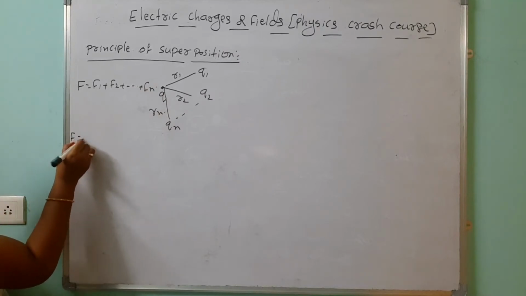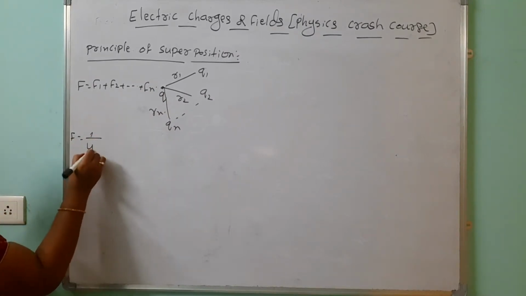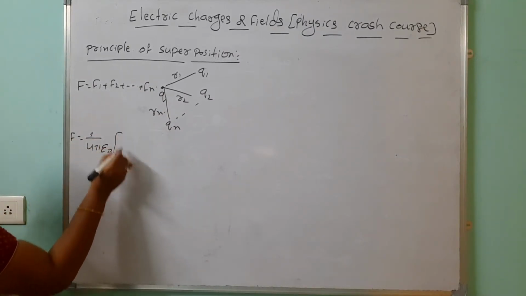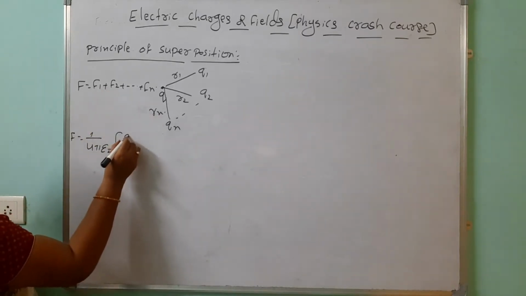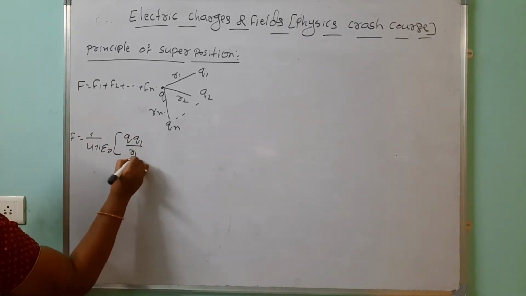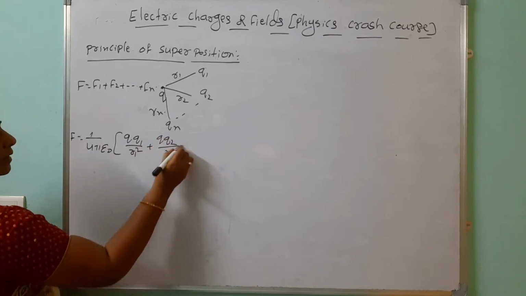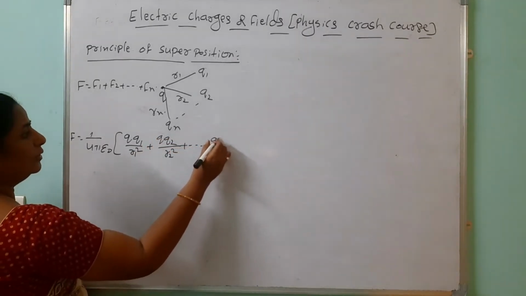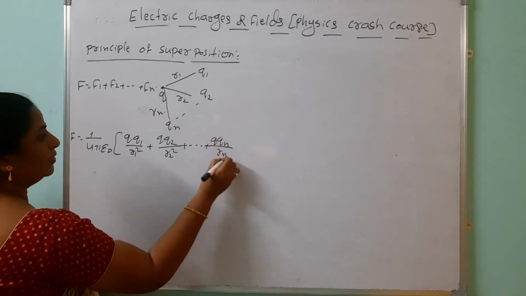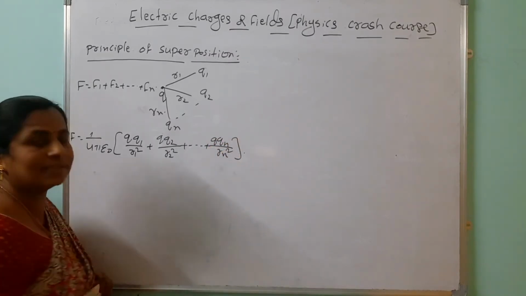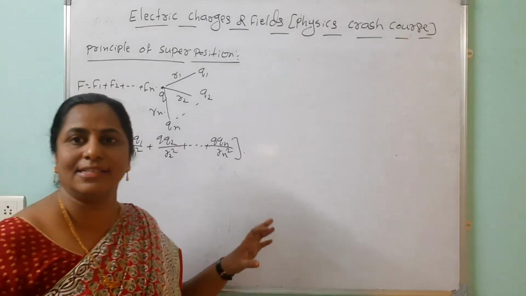In all cases, 1 by 4 pi epsilon naught is common. Instead of F1, it is Q1 by R1 square plus Q2 by R2 square, and so on, plus Qn by Rn square. So we should add the individual forces. You can get the resultant of all these forces.